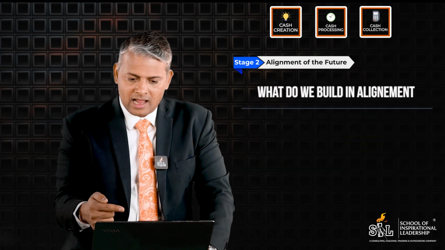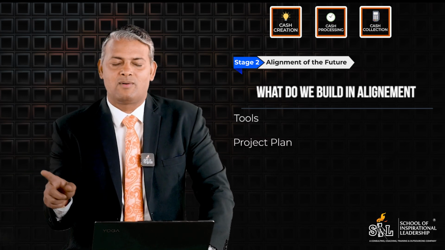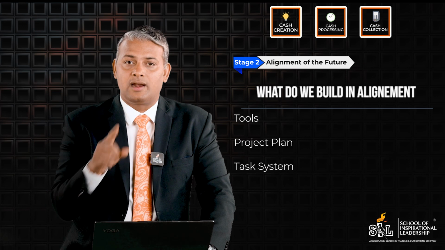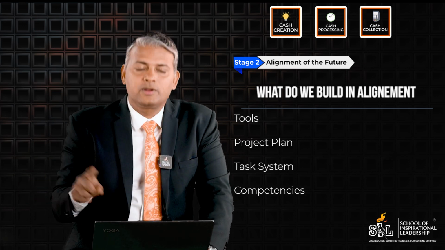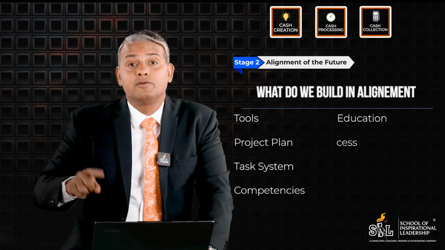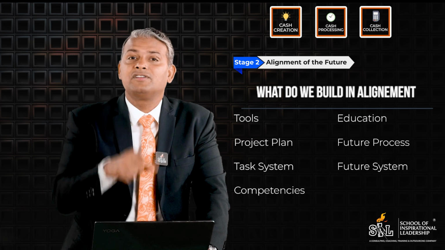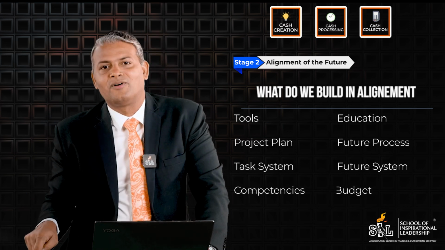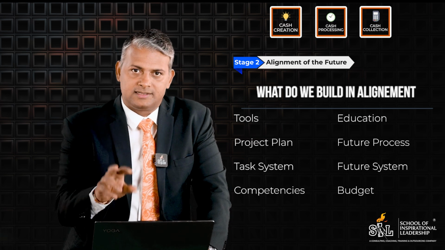So what do we build in alignment? We build the tools that are required, we build the project plan that is required, we build the task system that is required, we build the competencies that are required for people to grow, we build the education system that we want, we build the future process that is required, we build the future system, and along with this we help you build the budget for that change. Now, that's the alignment of future that is important.